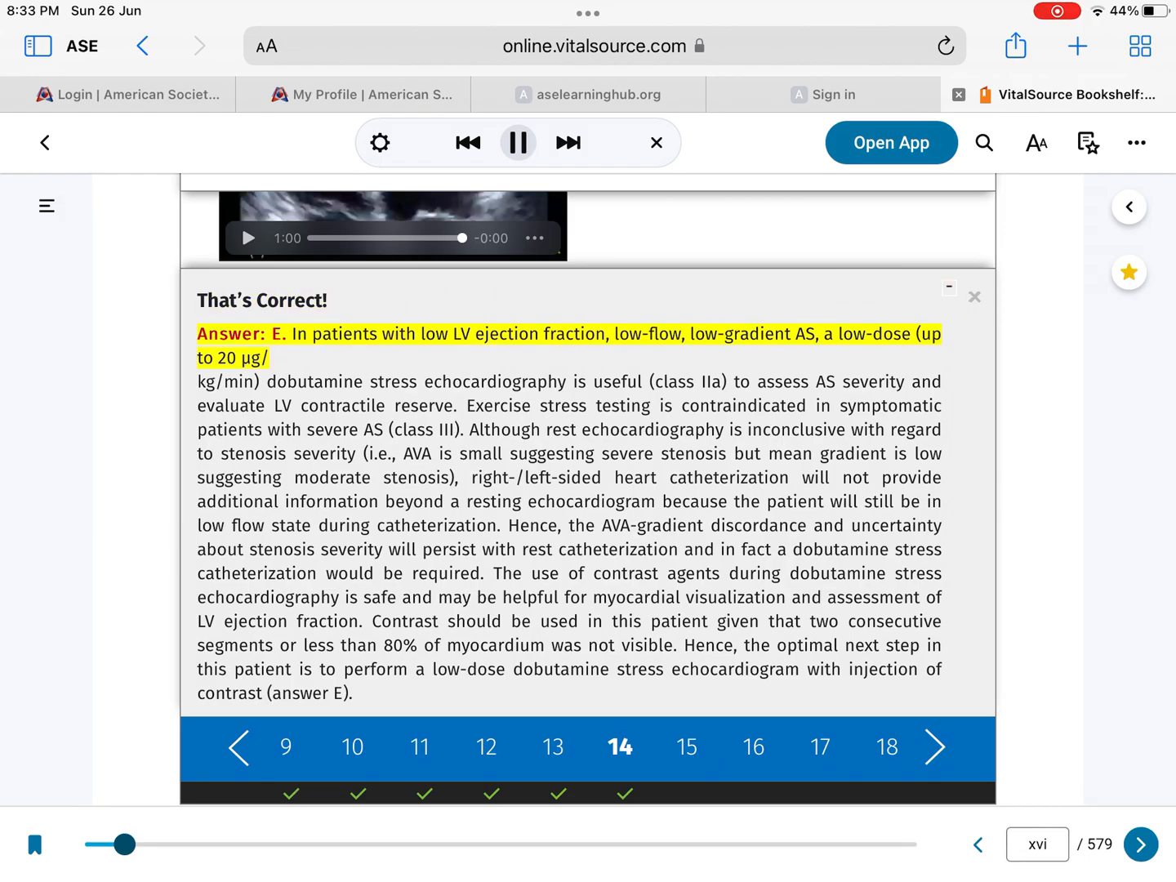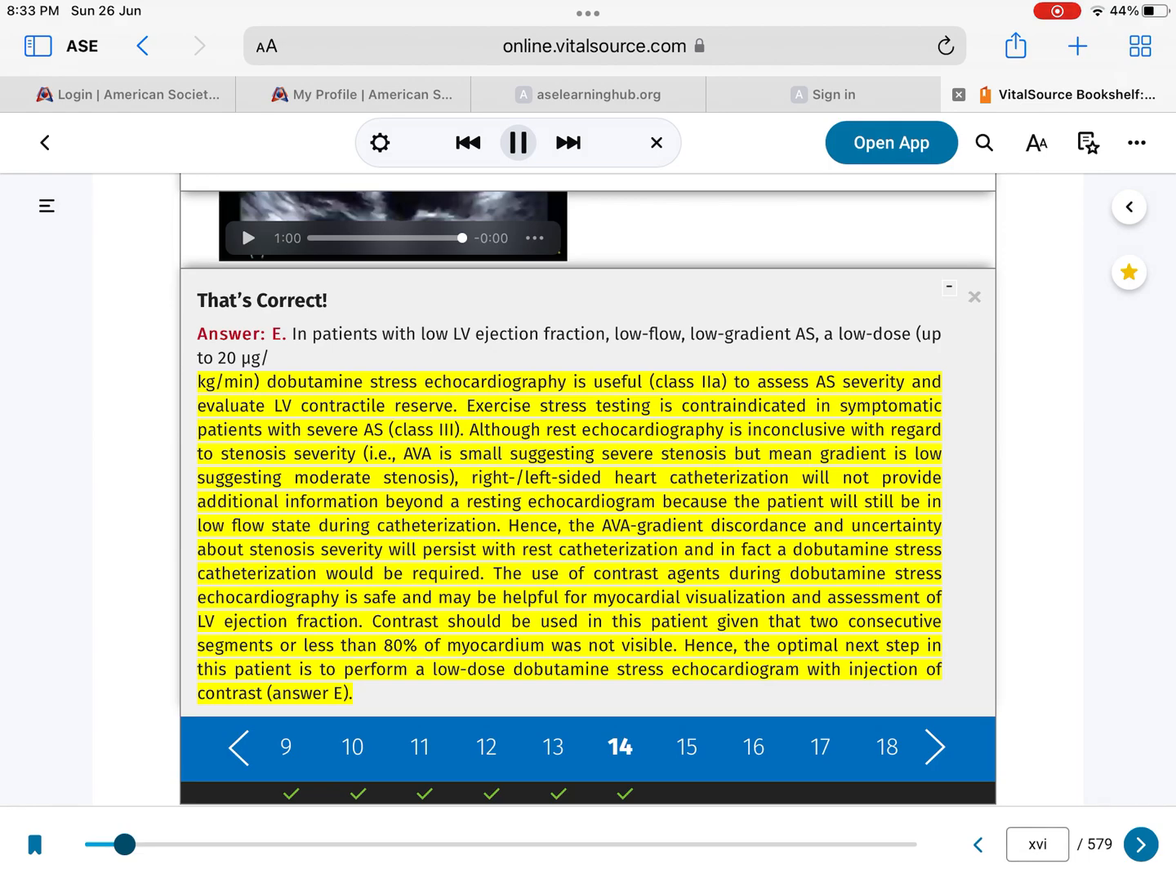Answer. E. In patients with low LV ejection fraction, low flow, low gradient AS, a low dose, up to 20 µg/kg/min, dobutamine stress echocardiography is useful, class IIA, to assess its severity and evaluate LV contractile reserve. Exercise stress testing is contraindicated in symptomatic patients with severe AS, class 3.